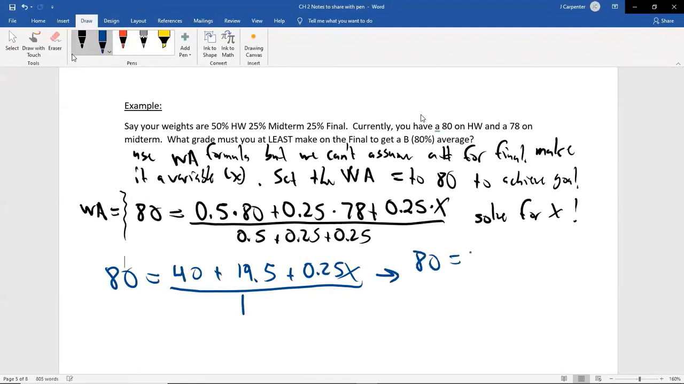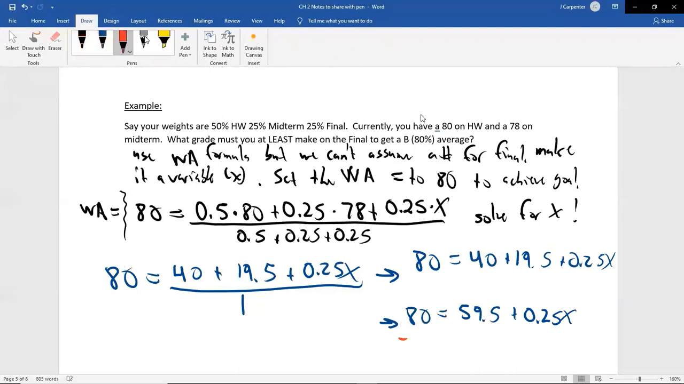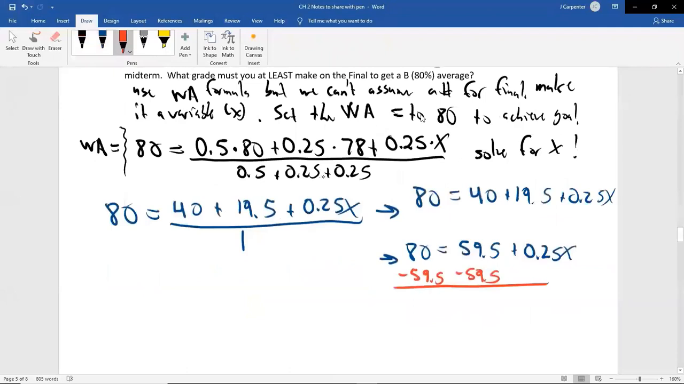So this is 80 equals 40 plus 19.5 plus 0.25x, which 40 plus 19.5 is going to give us 80 equals 59.5 plus 0.25x. I did not add the 0.25 because that's not how algebra works. And then we just got an equation we have to solve. This needs to be subtracted, so we subtract 59.5 on both sides. Again, you can use your calculators to confirm these numbers on your own time. But 80 minus 59.5, that's going to be 20.5.